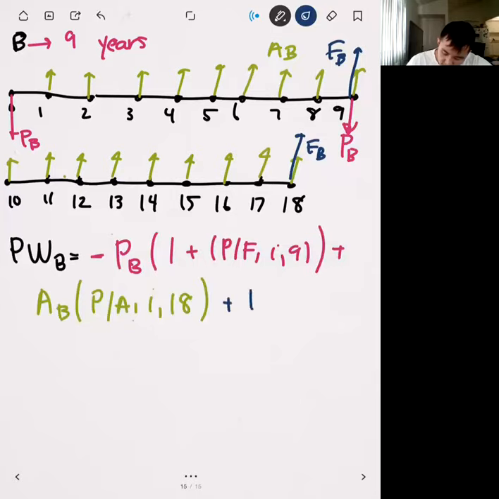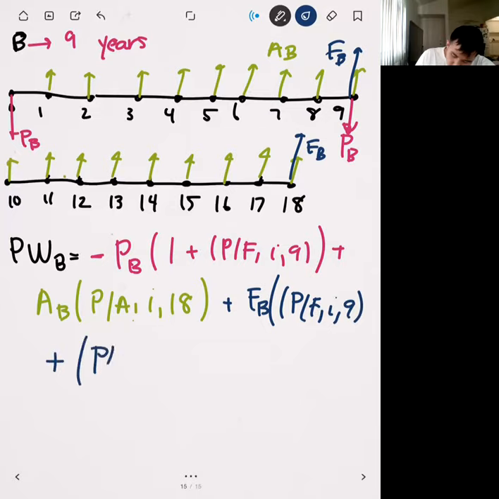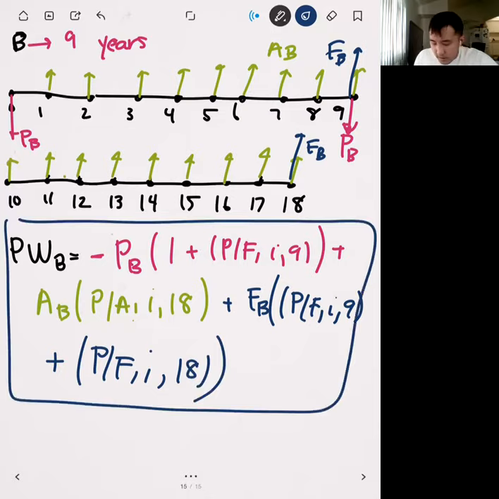And then we have FB, and it's going to be P over F, I. First one occurs in 9, and the second one is P over F, I, 18, and then that's our present worth of B. And so what you're going to do from this point is basically just plug in all the numbers and see which one's higher, and then from there you can choose the best one.